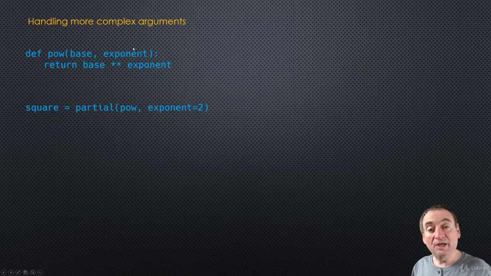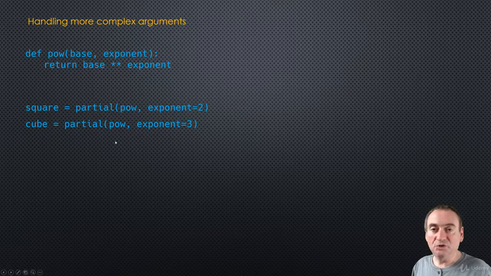Now you'll notice power is actually taking in 2 positional arguments. But of course, we can always pass arguments, even positional arguments in Python, using keyword values. In this case, I'm specifying that exponent is 2. So what I've eliminated from the call to power is the exponent. I can do the same thing with cube. We can say it's a partial of power with the exponent equal to 3.